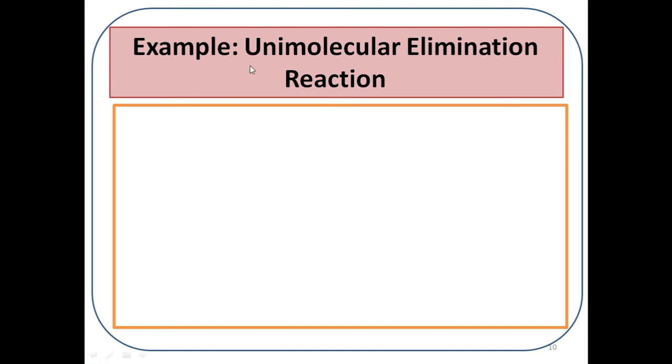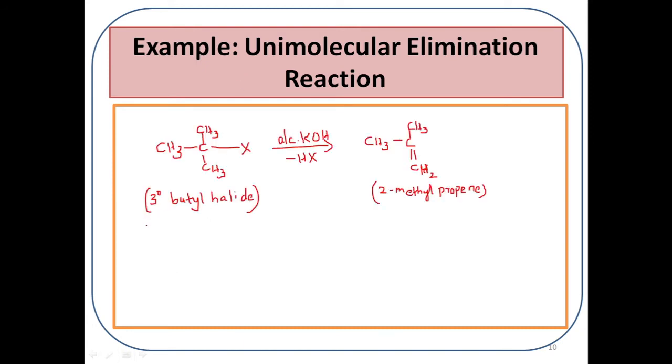Here we will see an example of unimolecular elimination reaction. Here we have a tertiary butyl halide, and this tertiary butyl halide is treated with alcoholic potash, that is alcoholic potassium hydroxide, that gives 2-methylpropene. Here one hydrogen atom is removed as a proton, and this halogen atom is removed as a halide ion, and this halide ion combines with H plus to give HX, and that will be eliminated. So hydrogen halide will be eliminated to form an alkene system.